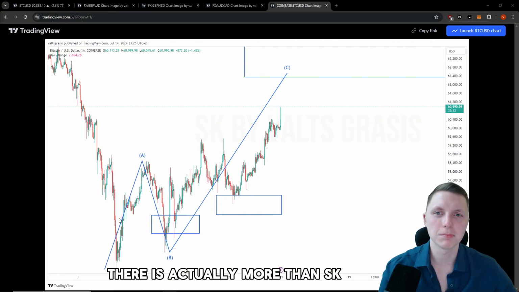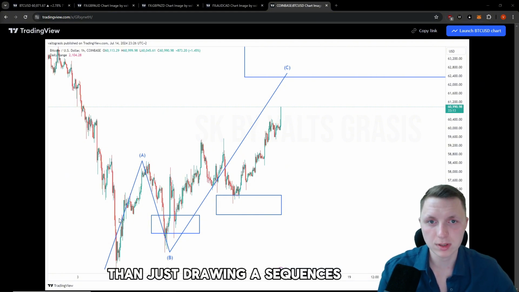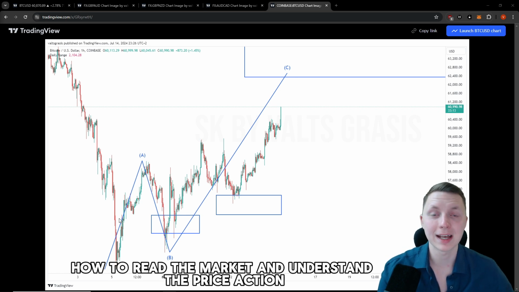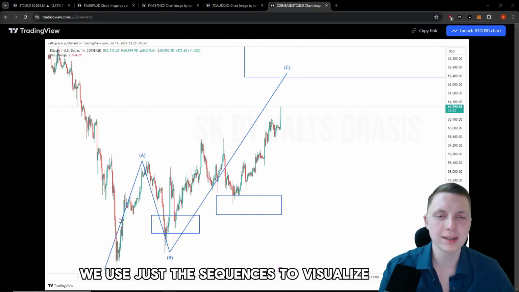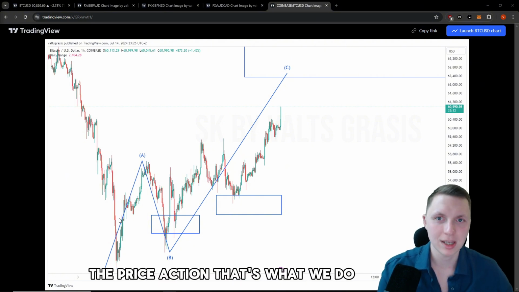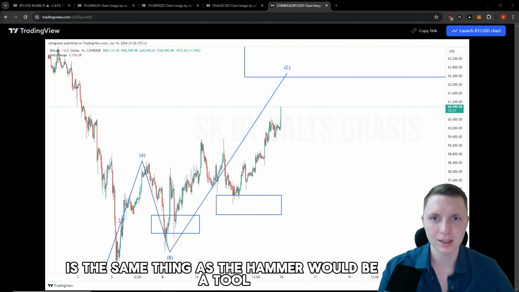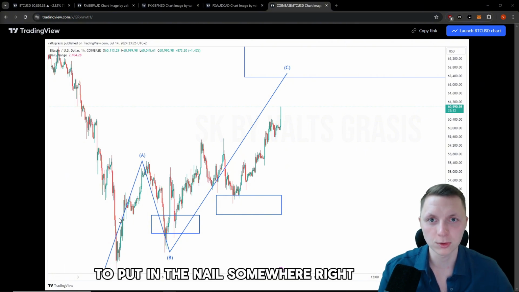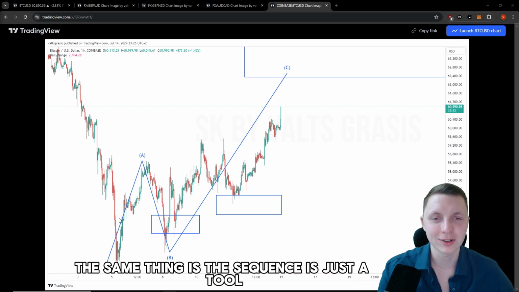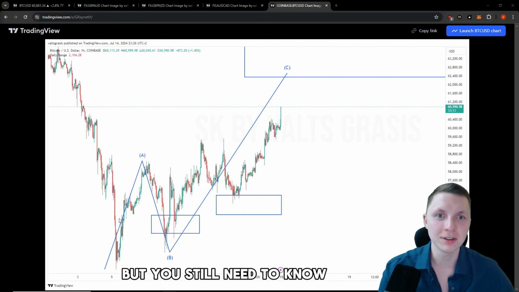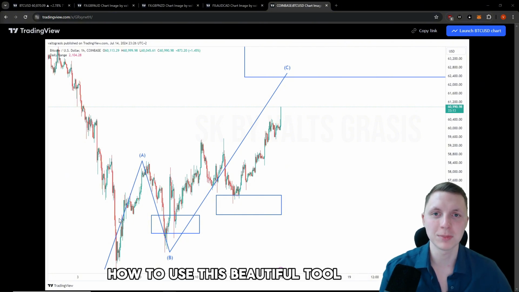There is actually more to the SK than just drawing sequences. So what SK really teaches you is how to read the market and understand the price action. We use just the sequences to visualize the price action. That's what we do. Sequences are just a tool for us to understand the market. It's the same as a hammer being a tool to put a nail in somewhere, right? But you still need to know how to use this beautiful tool.